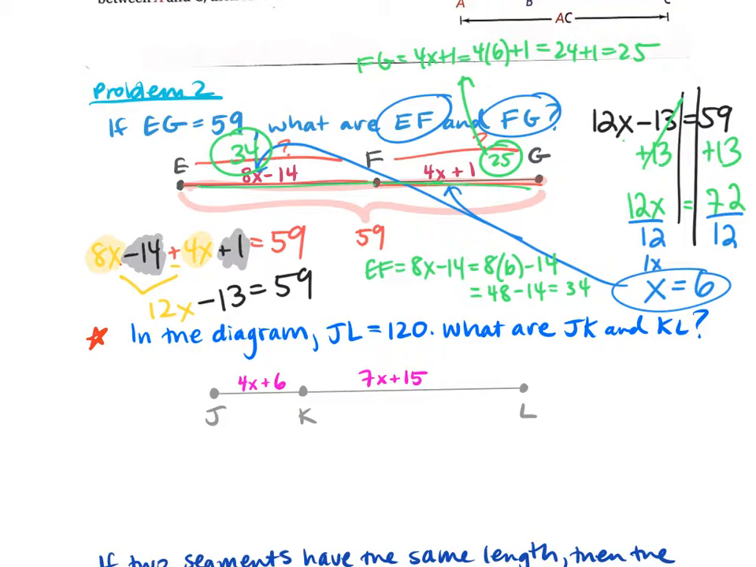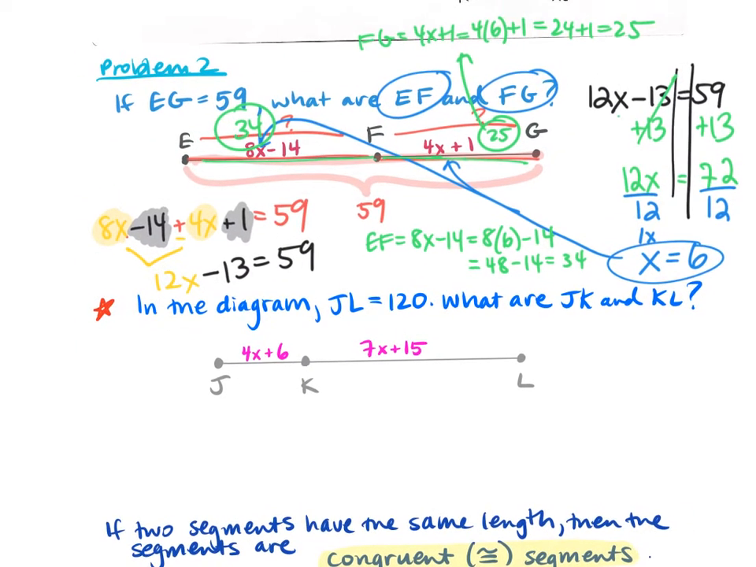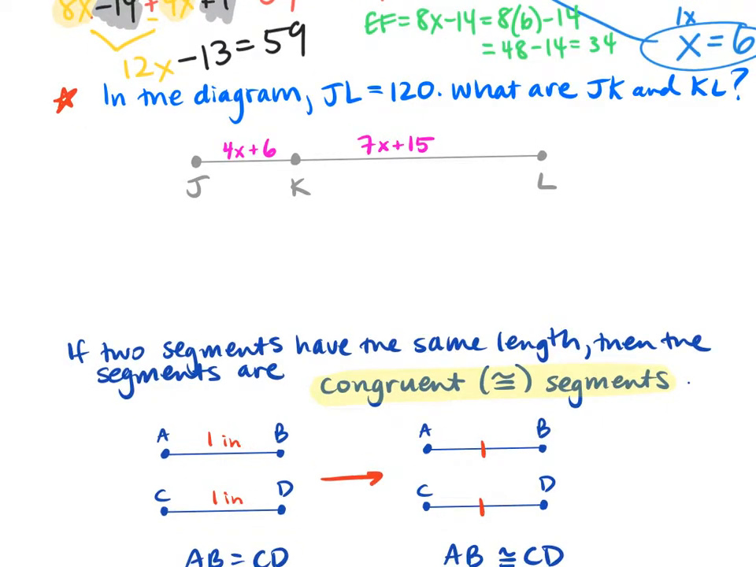Okay, sorry I didn't really leave a lot of room here. So on your piece of paper, I want you to try this one here, using this diagram. Rewrite this diagram, or you can just write on your piece of paper. This is saying that JL is 120. What's JK and what's KL? So try this one on your own, push pause, and then come back and check your answer.